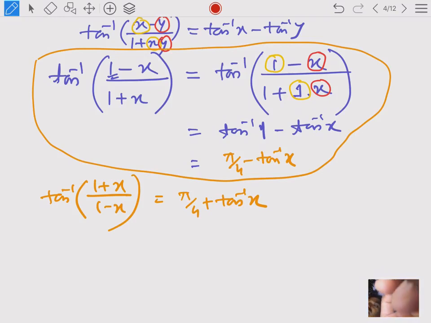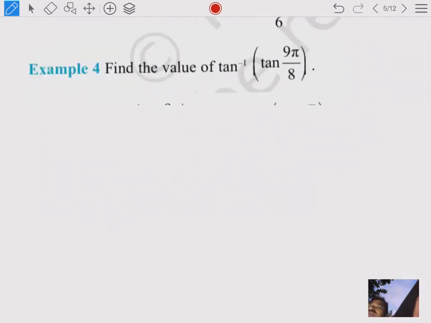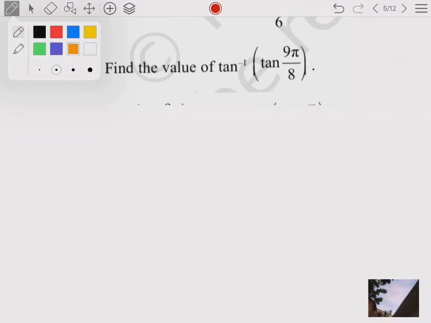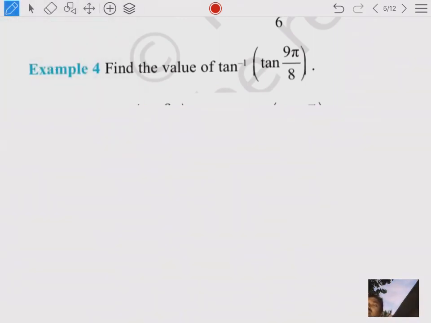So now many more properties can be derived in this regard, but now we will discuss some problems, 2 or 3 problems, and it will be your work to practice and solve all the exercise and example problems, and if there is any problem, you can ask your teachers. So students, now we will discuss some problems. So now start. The first question is: find the value of tan inverse tan of 9 pi by 8. This is a question which is based on your 11th class theory.